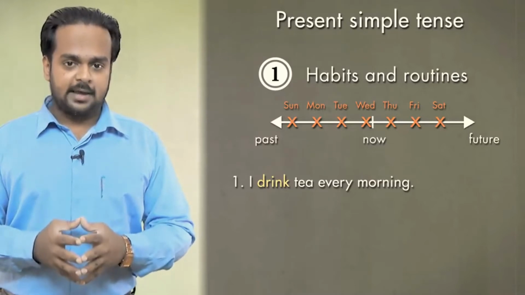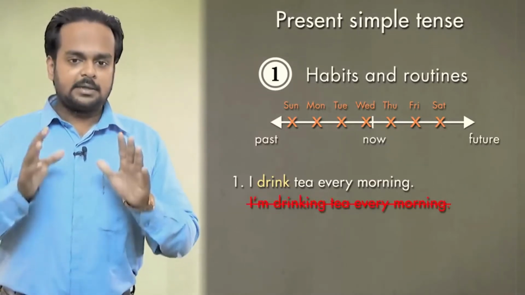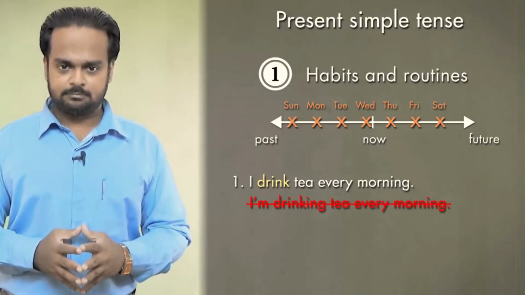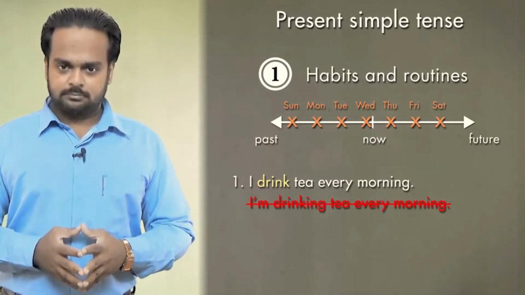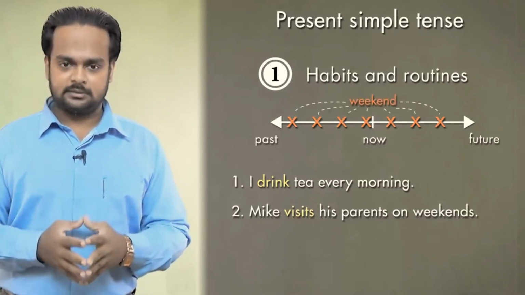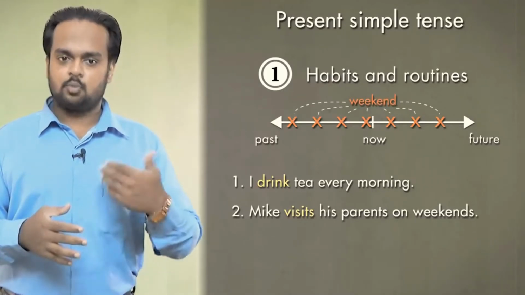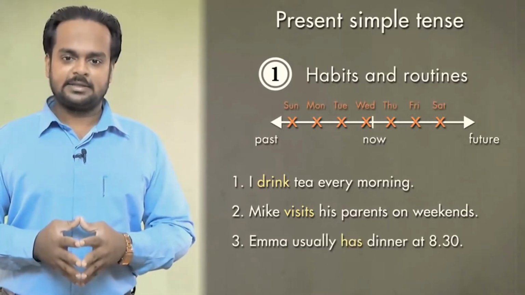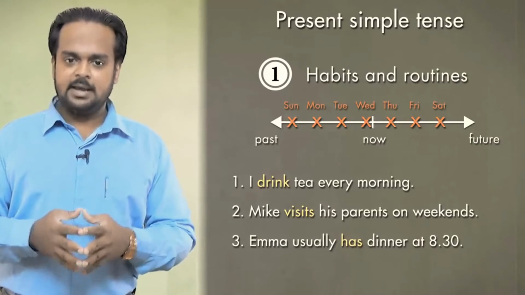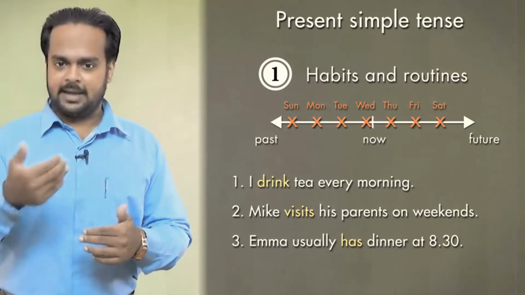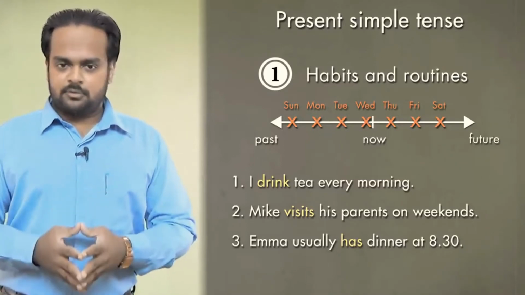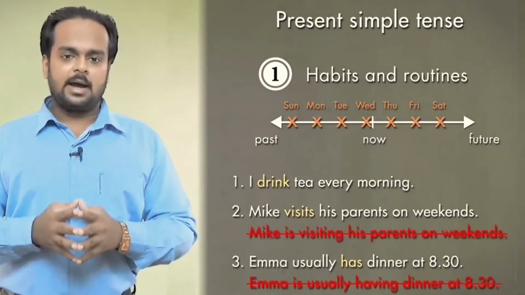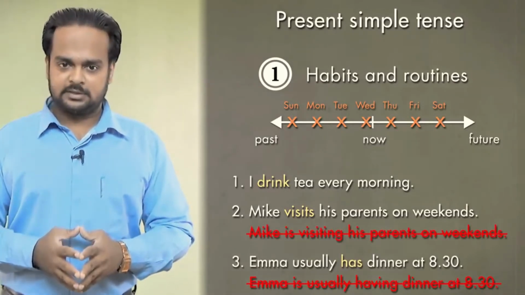Now it would be wrong to say, I'm drinking tea every morning, because this is a habit. And for habits, you must use the present simple tense. Alright, here are some more examples. Mike visits his parents on weekends. Again, this is something that Mike does regularly, every weekend. In our next example, Emma usually has dinner at 8:30, meaning that it's part of her routine to eat dinner at 8:30 every day. In both of these sentences, you should not use the continuous form. Remember that.